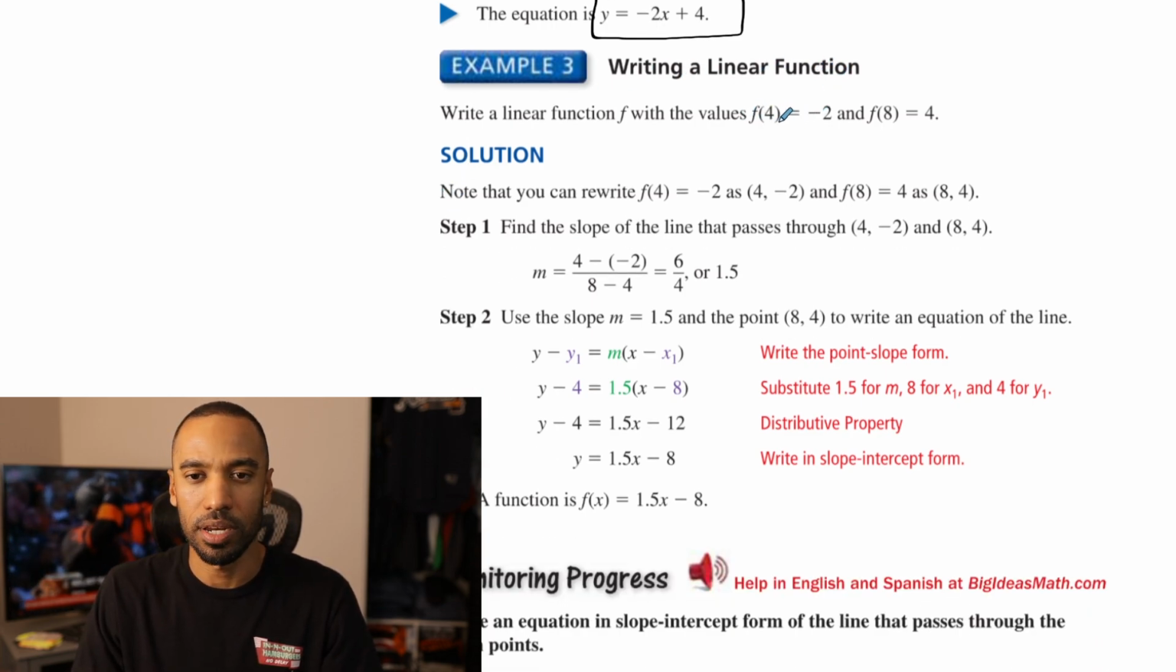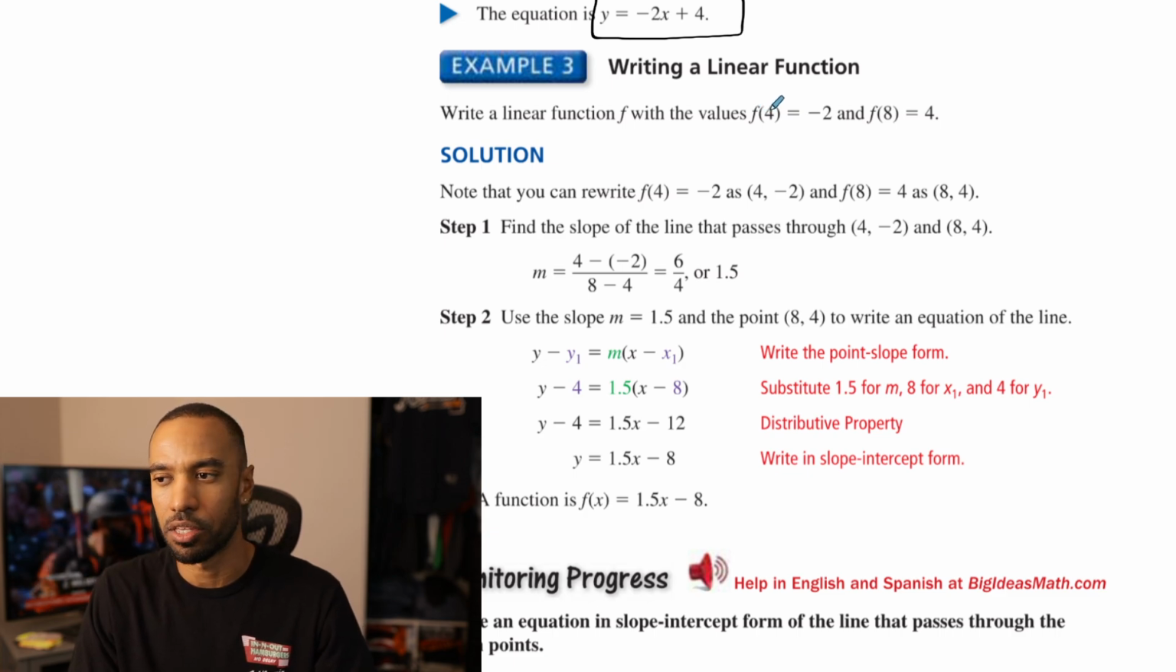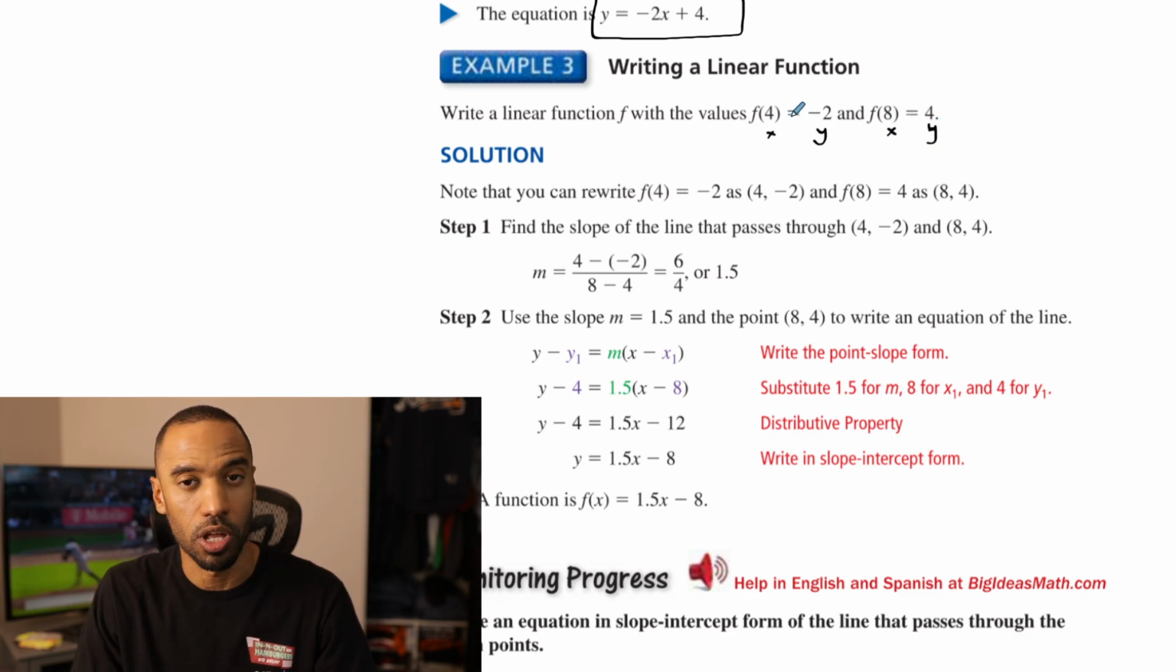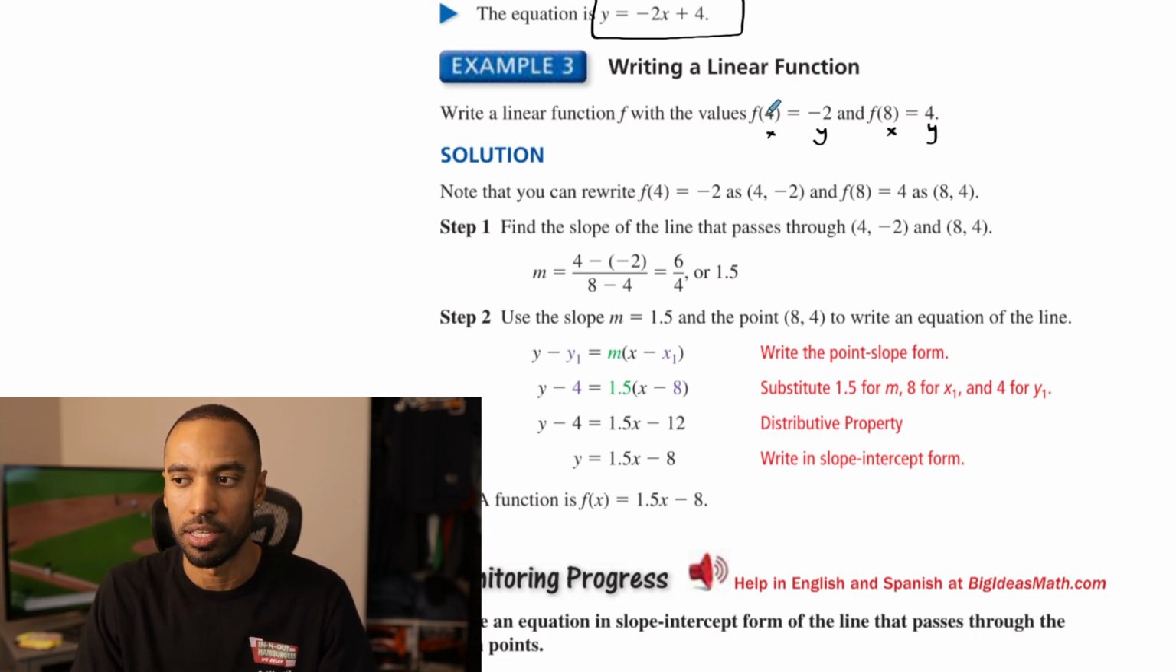Example 3, writing a linear function. No different from what we did last time, so I'm going to go very quickly on this one here. This is an x1, y1, x2, y2, that kind of thing. We can use these points to first get a slope, and then pick either of the 2 points, this (x, y) or this (x, y), to plug in.